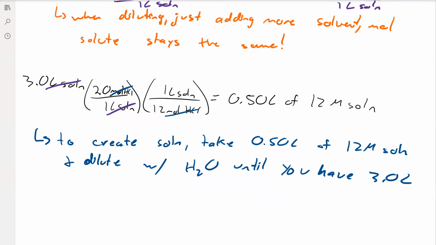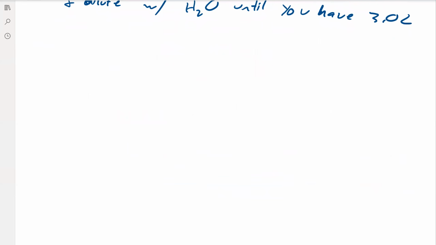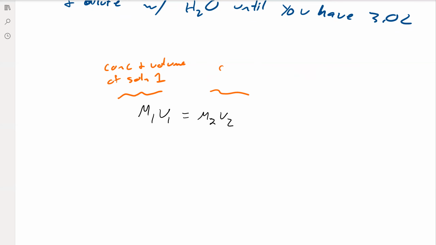Now there's actually an easier way to do these dilutions of solution problems, and it all comes from the fact that the moles of your component of interest do not change over time. And so there's a really easy equation. You can look at the book for the derivation of it, but we're just going to stick straight to the equation. And it's M1V1 equals M2V2. So M is your concentration, V is your volume, right? And the subscripts talk about which solution you're talking about. So for the one, it's concentration and volume of solution 1. And then the other one, the concentration and volume of solution 2.